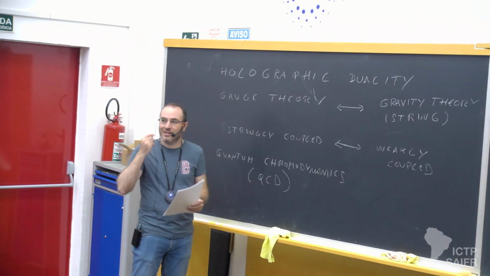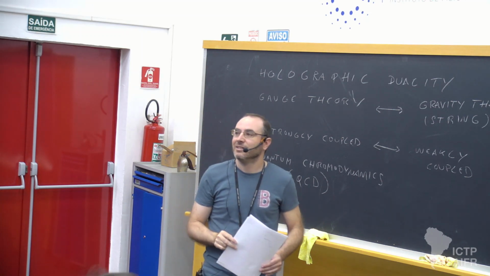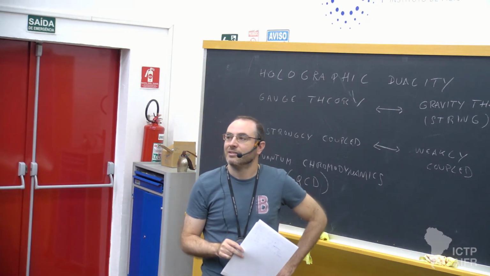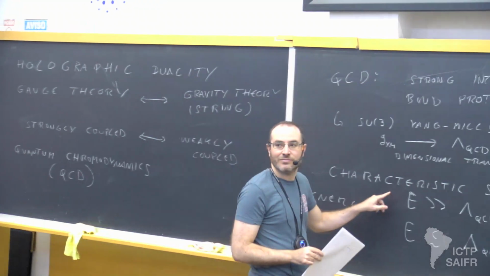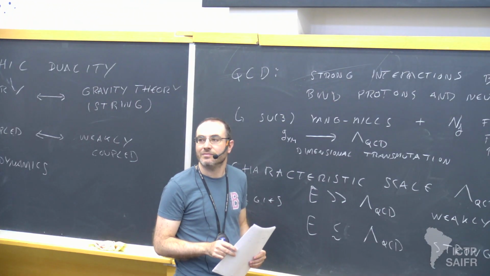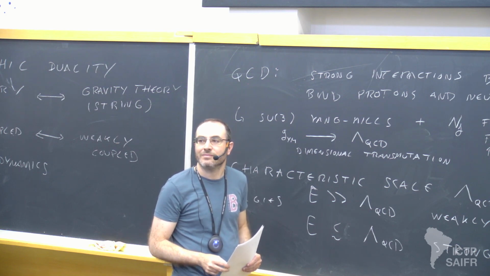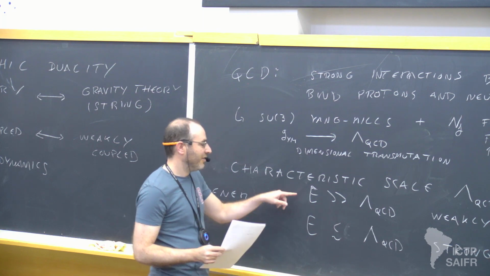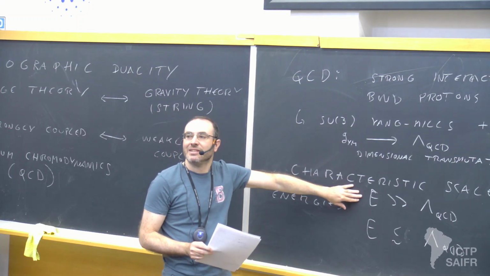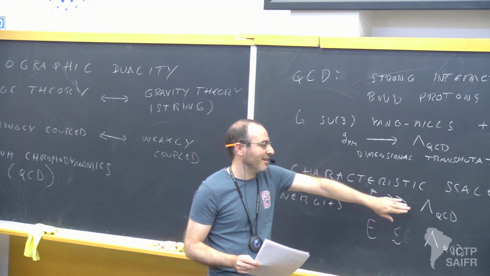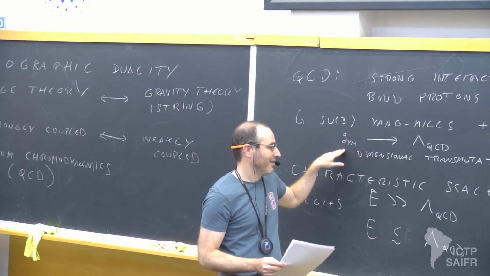Okay. Any questions up to here? Yes. Those inequalities in the second part, I don't understand that. If the energy is large, why is it weakly coupled? I haven't explained this in detail. I will explain later. But essentially, this coupling depends on the energy. And then it depends on the ratio of this energy and this lambda QCD scale. Okay. So when this is large, this becomes weakly coupled.